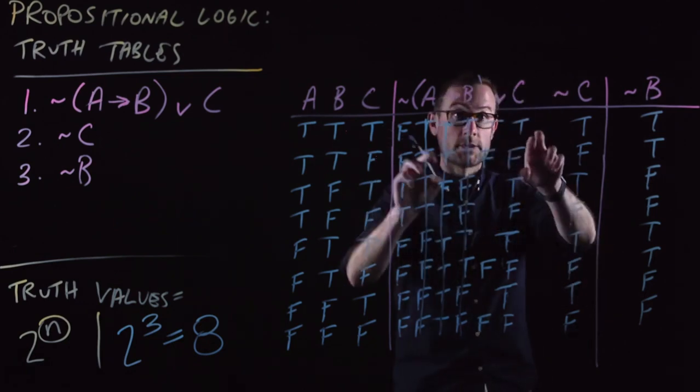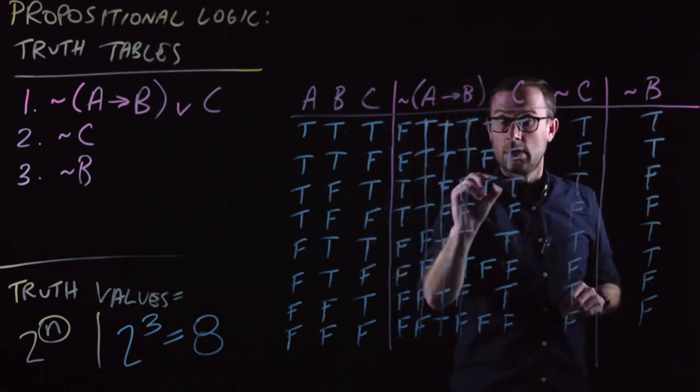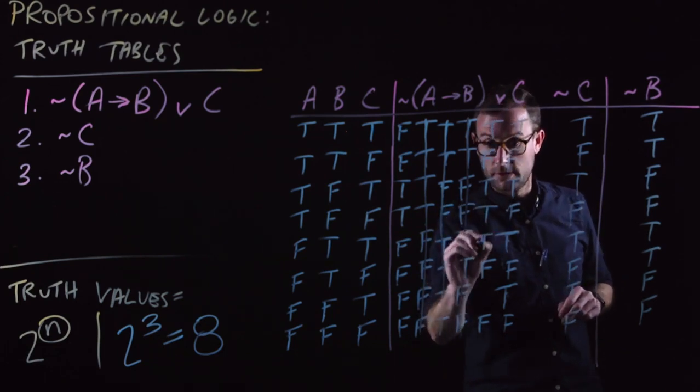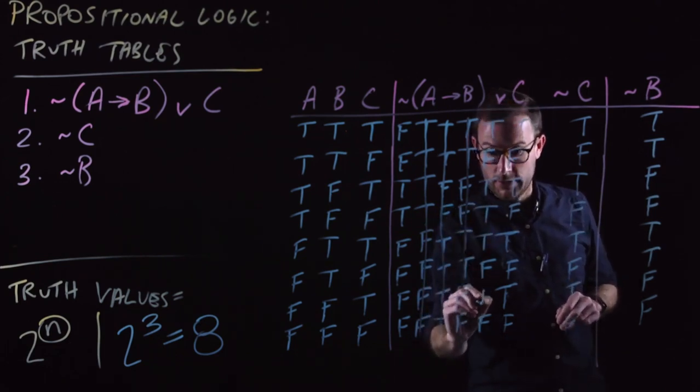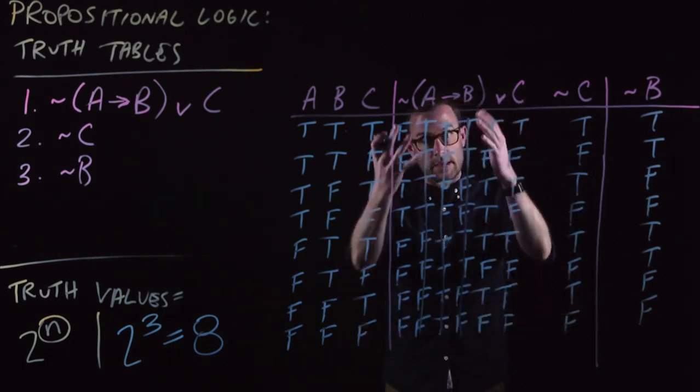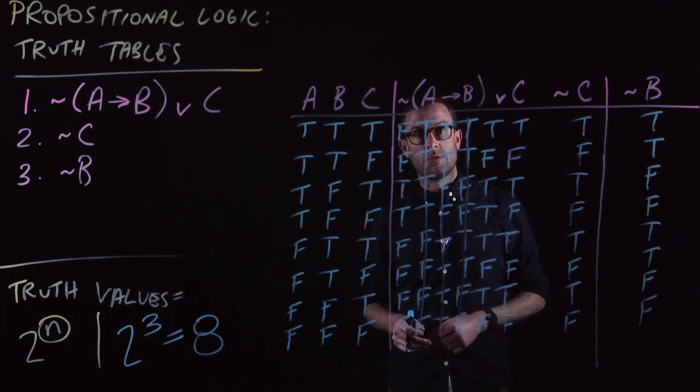So a false and a true, that's true. A true and a true, that's true. True and a false, that's true. False and true, true. And false and true, that's true. So 3 falses in this particular distribution of truth values.